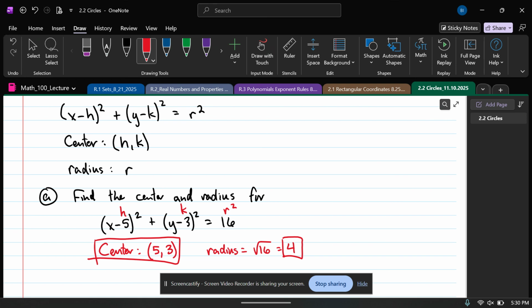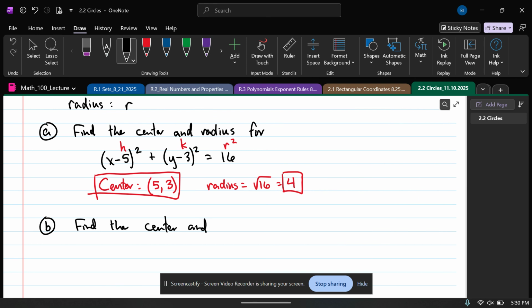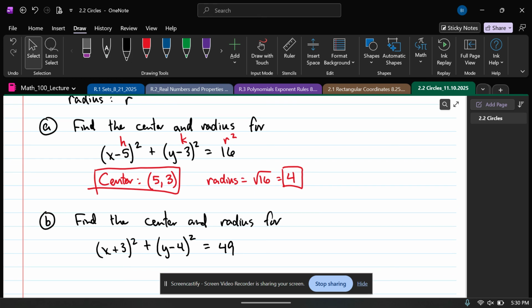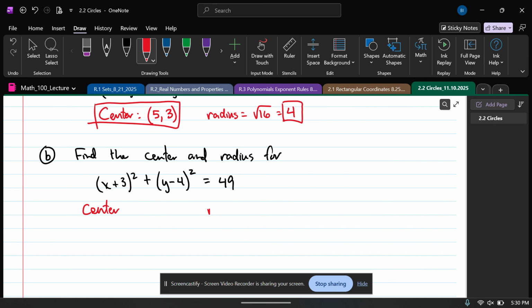Okay, let's do another one. Example B. Same thing. Find the center and radius for x plus 3 squared plus y minus 4 squared equals 49. And we're finding the center and the radius.